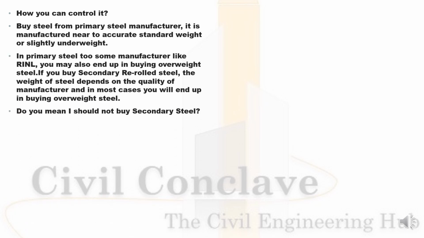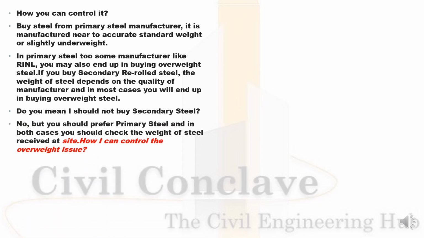In primary steel also, some manufacturers like RINL, you may also end up buying overweight steel. If you buy a secondary re-rolled steel, the weight of the steel depends on the quality of the manufacturer, and in most cases you will end up buying overweight steel. Do you mean I should not buy a secondary steel? No, not at all. You should prefer primary steel, and in both cases you should check the weight of the steel received at site.